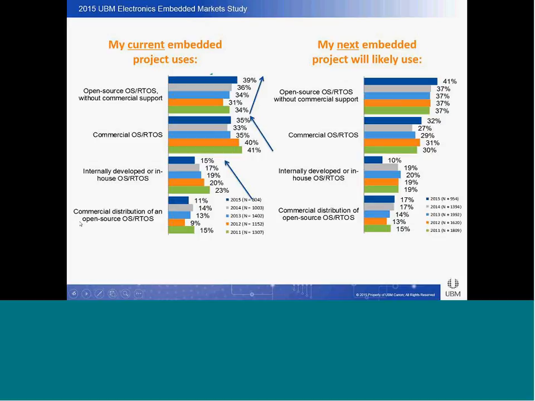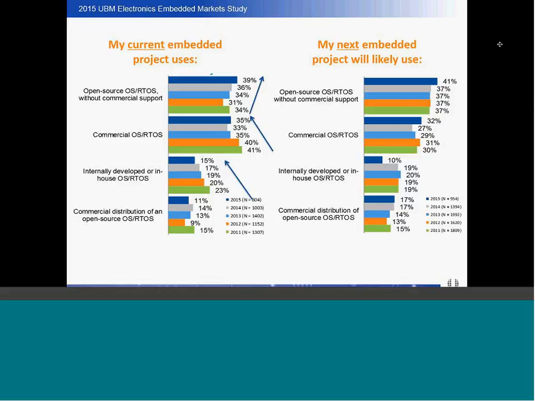of developing their own. So, commercial distributions of open source OS, this would be something like Red Hat that actually gives you support for their operating system. Now these are current products, and over here you will see the future, and more and more people are going to go off to operating systems and even doing internally developed RTOS.